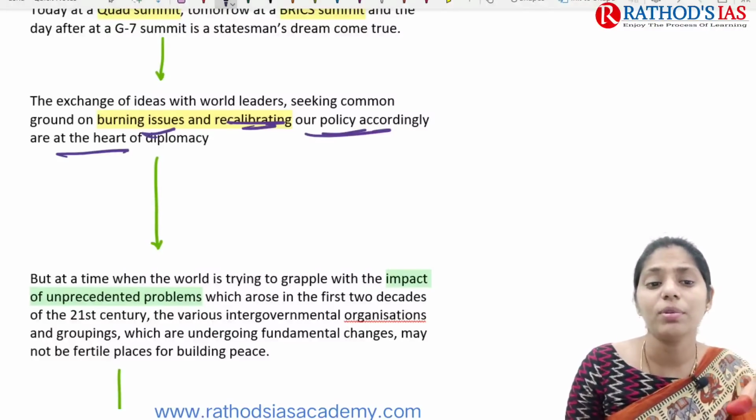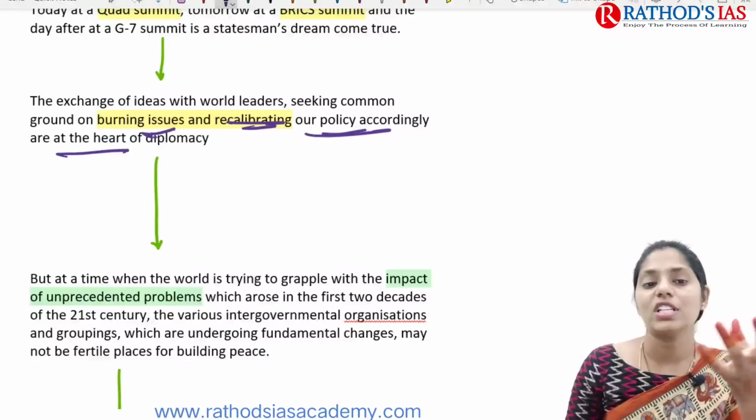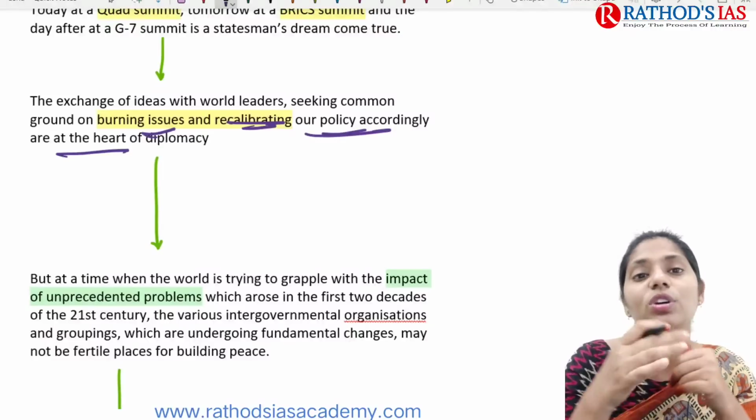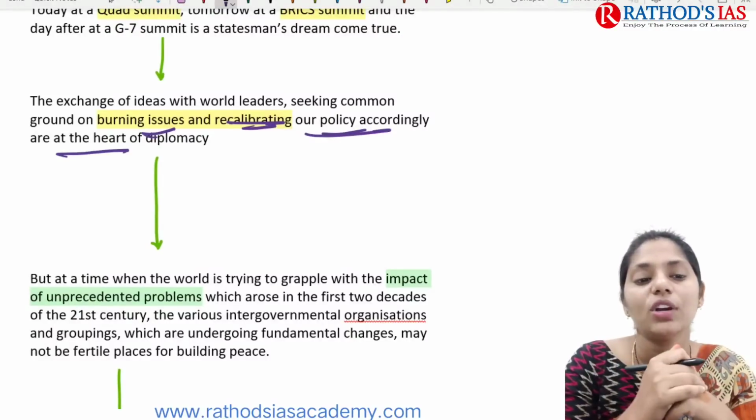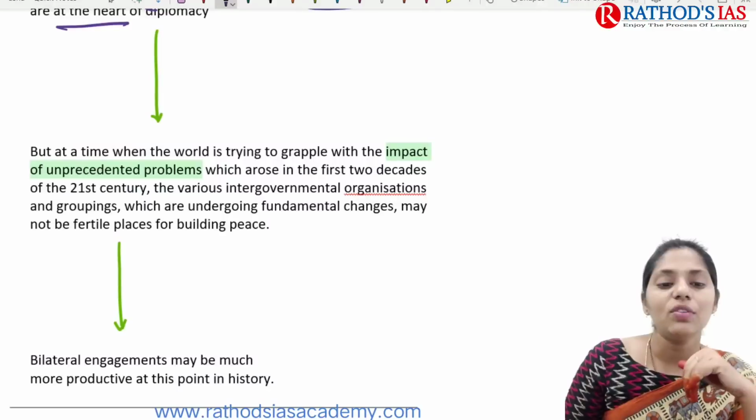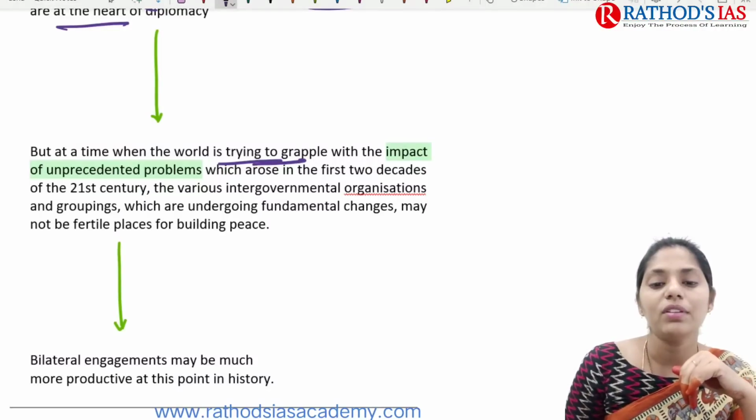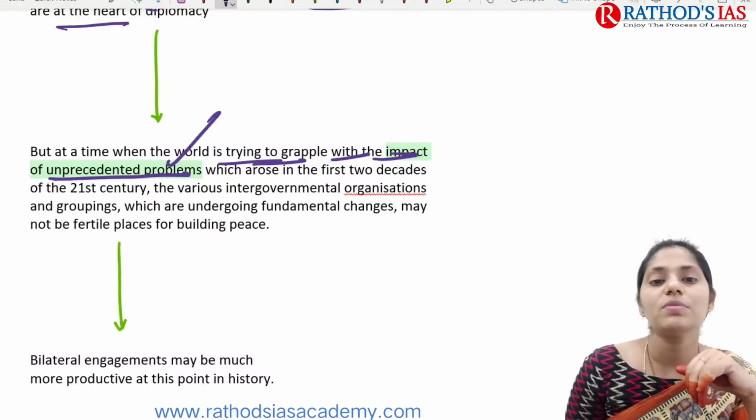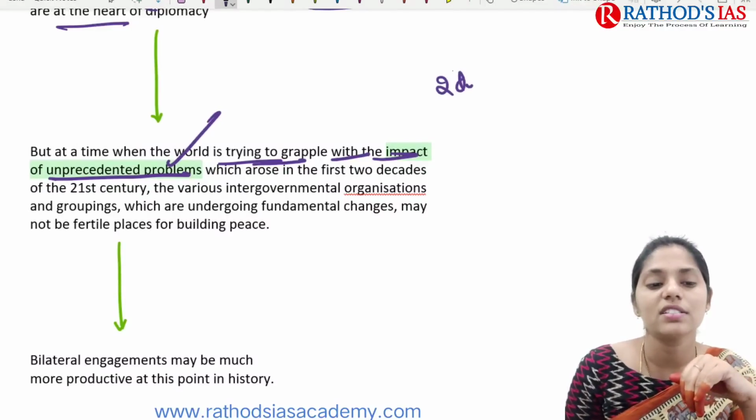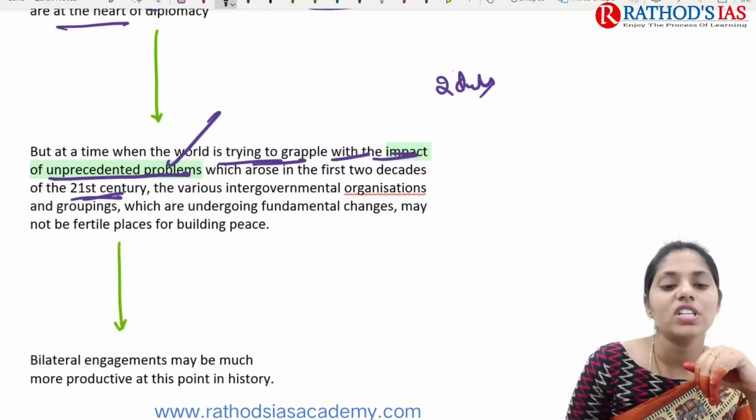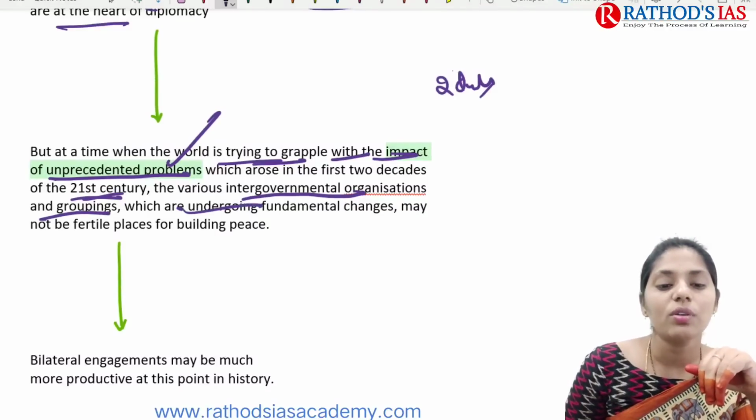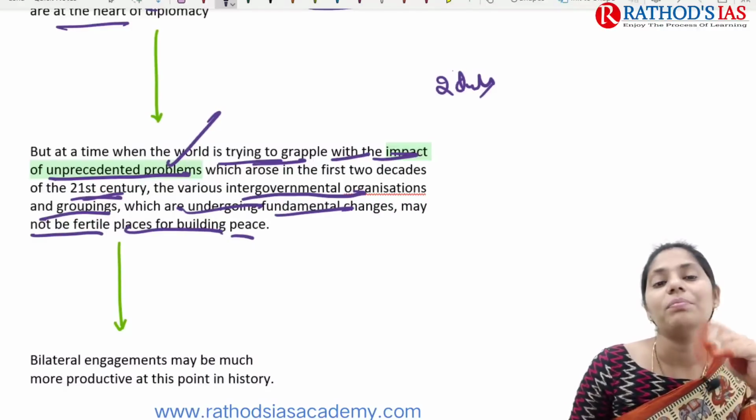If you are talking about the heart of diplomacy, we need to exchange ideas, take the good ideas from them, bring our issues, and calibrate our policy accordingly. But at a time when the world is trying to grapple with the impact of unprecedented problems arising in these two decades of the 21st century, various intergovernmental organizations and groupings which are undergoing fundamental changes may not be fertile in building peace.